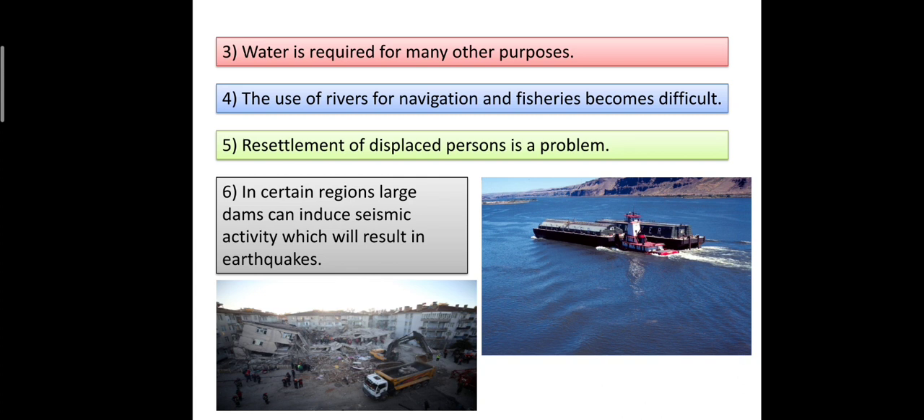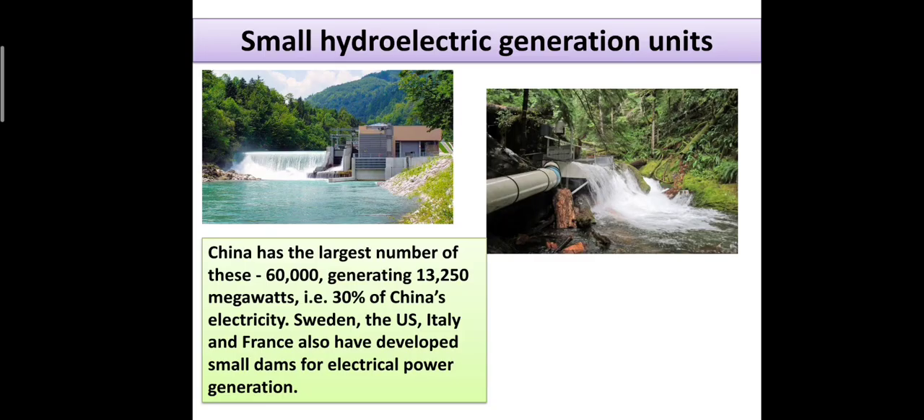With large dams causing social problems, there has been a trend to develop small hydroelectric generation as well. Small hydroelectric power units are used in many countries, mainly China, which has the largest number, 60,000, generating 13,250 megawatts. That is 30% of China's electricity. Not only China, but Sweden, the US, Italy and France also have developed small dams for electrical power generation.